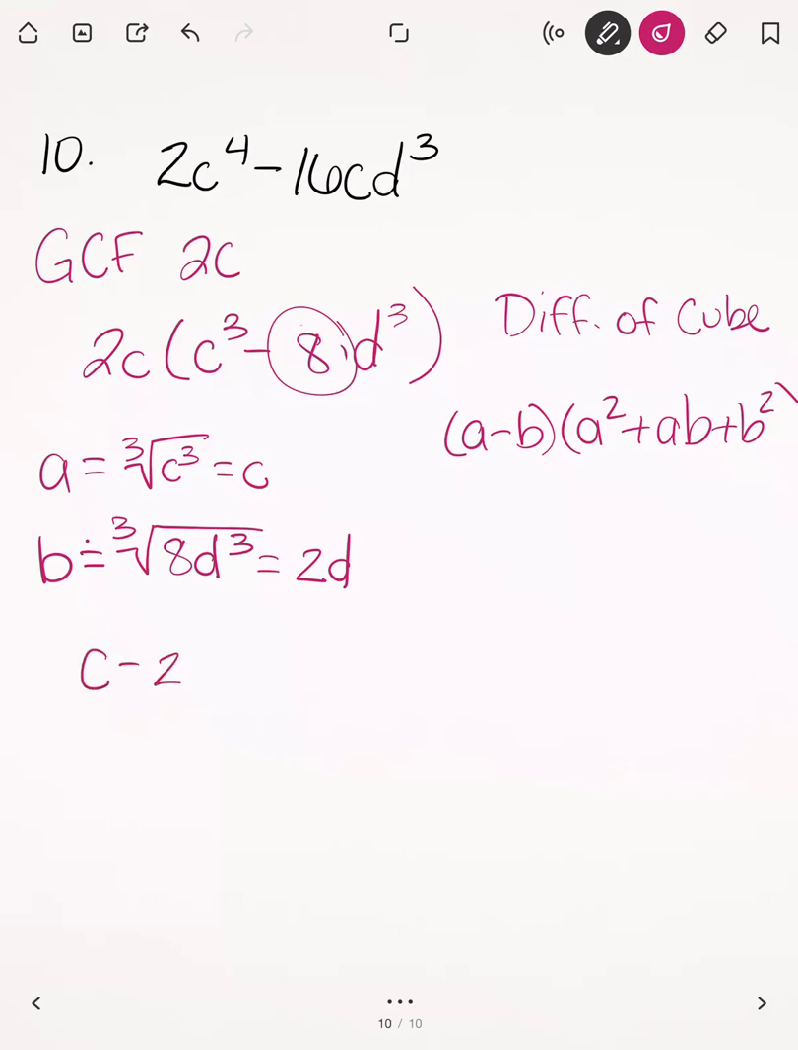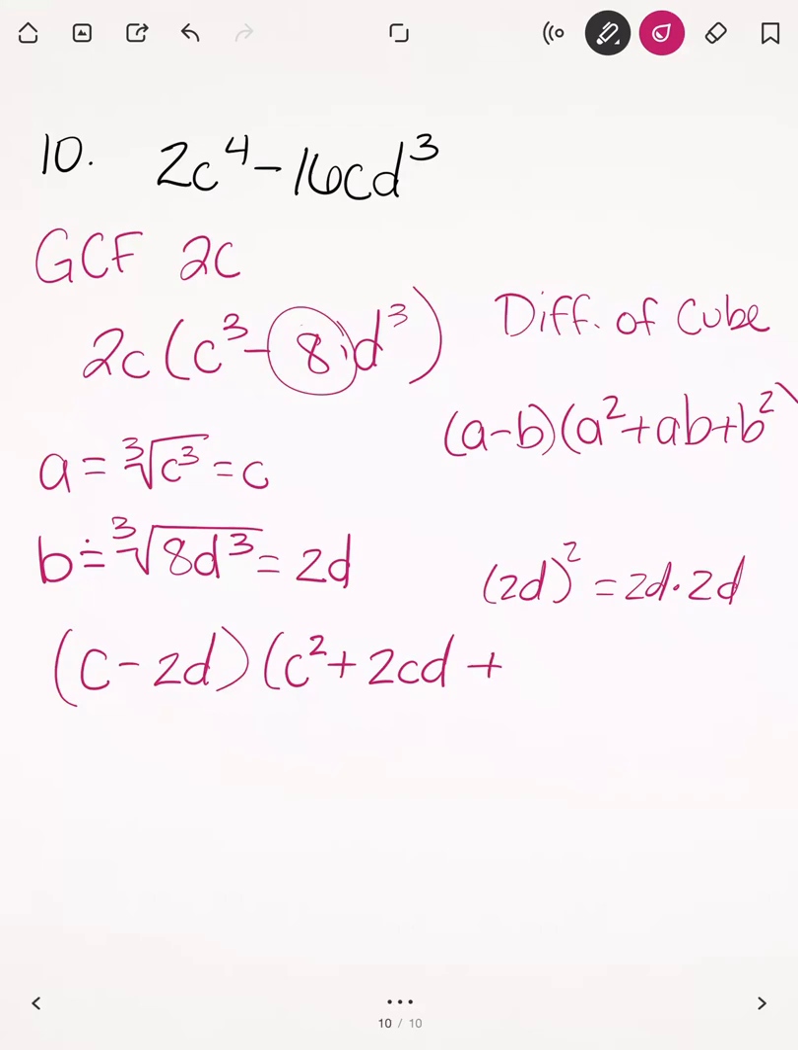C minus 2d, a squared, so c squared, plus a times b, so c times 2d is a 2cd, and 2d squared, so 2d squared, the same thing as 2d times 2d, and that gives me a 4d to the second power.